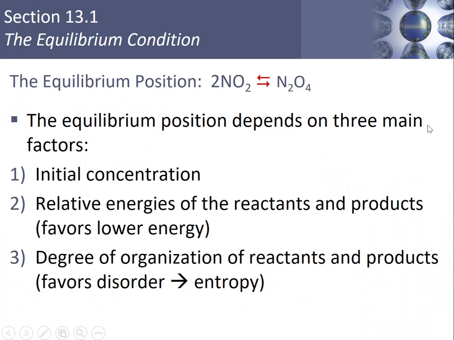So what we mean by equilibrium position is what he was talking about in terms of whether the reaction is reactant favored or product favored. And where that position is really depends on three main factors. It depends on the initial concentration of your reactants. It also depends on the relative energies of the reactants and products, right? Our chemical equilibrium is going to favor the side that has lower energy, which makes it more stable.